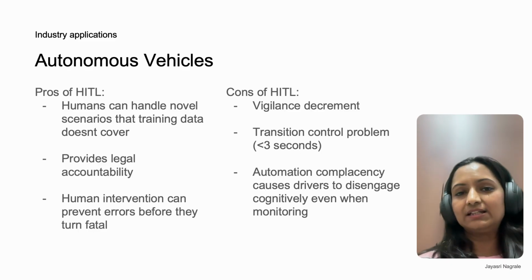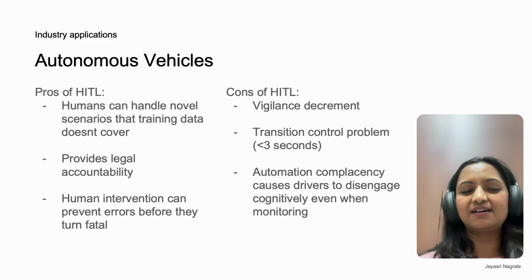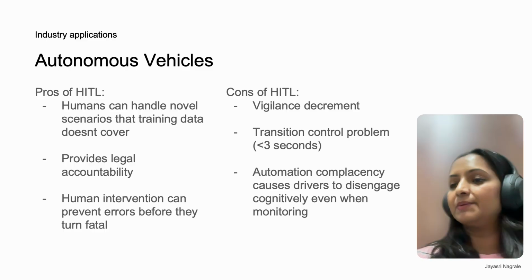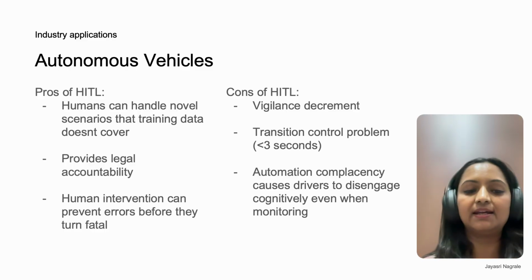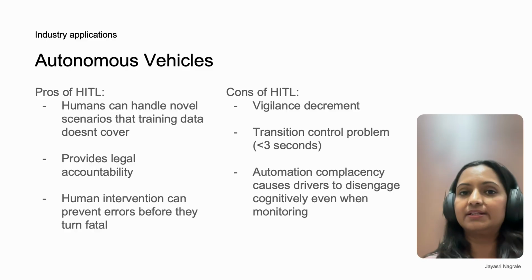So the pros and cons of HITL in autonomous vehicles. Humans can handle novel scenarios, like traveling on a dirt road that is filled with sand, or maybe there are some potholes, or any other situation that's not covered by training data. It also provides legal accountability: even though the AI is driving, the human is still sitting there and monitoring. So the accountability is with the human, and human interference can really prevent errors before they become fatal.